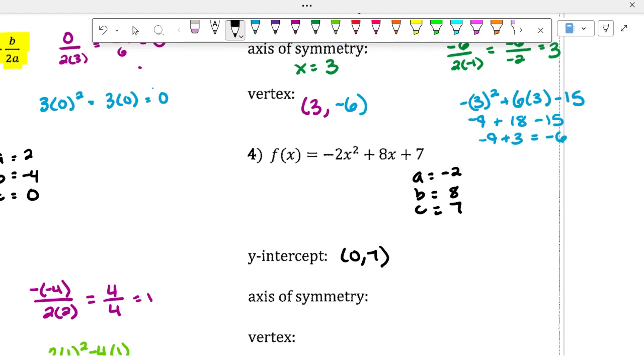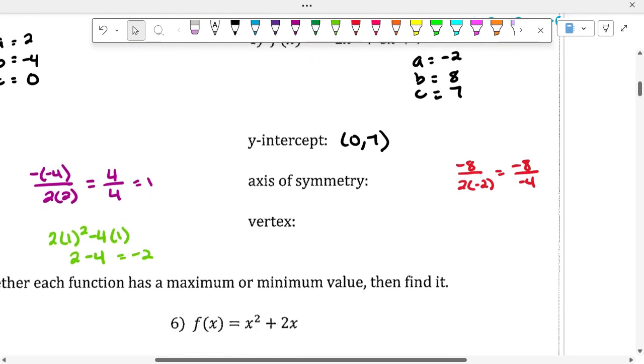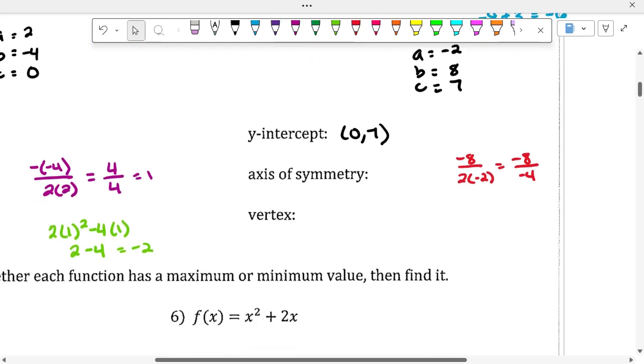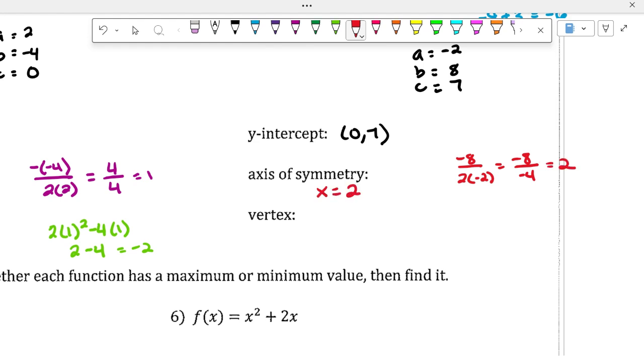All right, how would I set up my axis of symmetry formula, Ariely? Good. So that'd be negative 8 over negative 4. So what's my axis of symmetry, Ariely? Good. So x equals 2. So that's also the x value of my vertex. Then to find my y, how would I plug it back in, Addie?